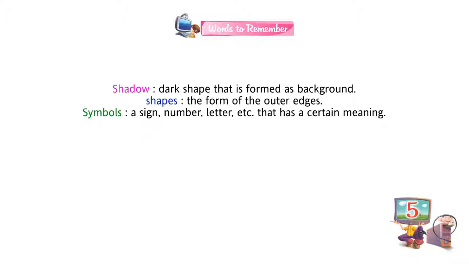Words to remember. Shadow, dark shape that is formed as background. Shapes, the form of the outer edges. Symbols, a sign, number, letter, etc. that has a certain meaning.